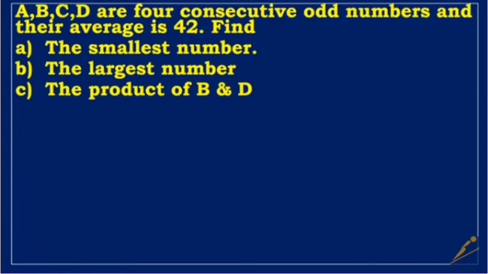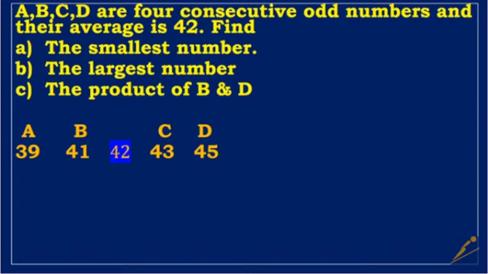A, B, C, and D are 4 consecutive odd numbers and their average is 42. Find the smallest number, the largest number, and the product of B and D according to the concept of averages. The middle number is the average number. So, the average of 4 consecutive odd numbers is 42, which means the middle number is 42.